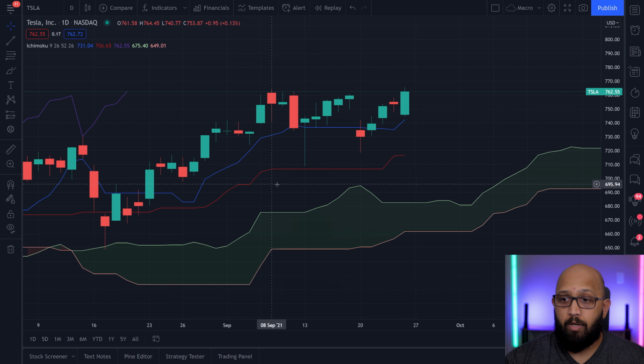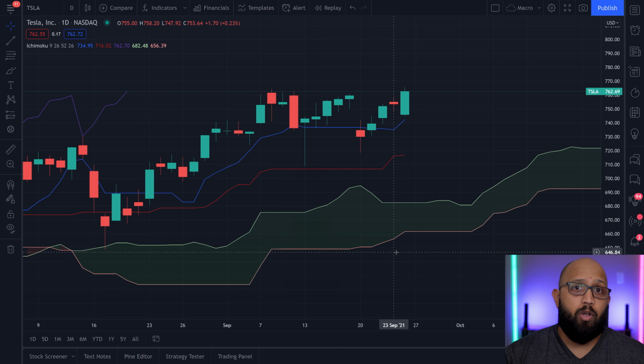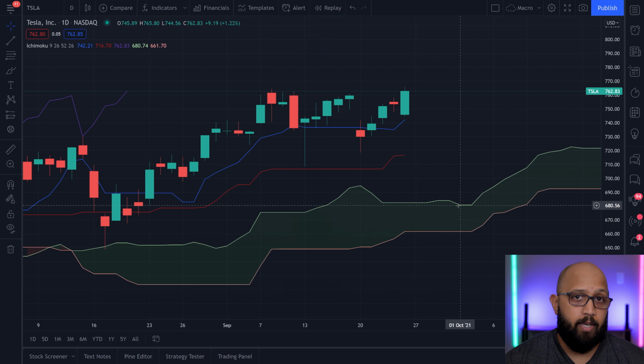So now we can see we have several lines added to our chart. So what do these all mean? Well, this is multiple indicators in one indicator to determine support, resistance, momentum, and trend just by glancing at the chart. This is a Japanese indicator first published in 1960 by Goichi Hosoda. Hopefully I said that correctly. There are 5 components to this indicator.